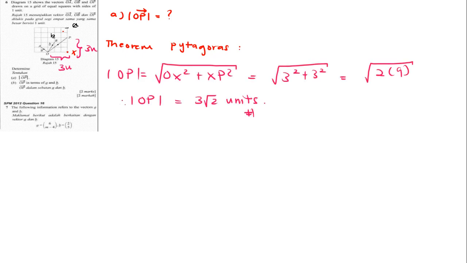Diagram 15 shows the vectors OA, OB, and OP drawn in a grid of equal squares with side of 1 unit. So what is the magnitude of OP? We can simply use the Pythagoras theorem. Over here I put X so that you can see. Vector OP is just vector OX plus XP, and we want to find the magnitude only. So you can square OX and XP, add them all to get this. Simplify and we get 3 root 2 units.